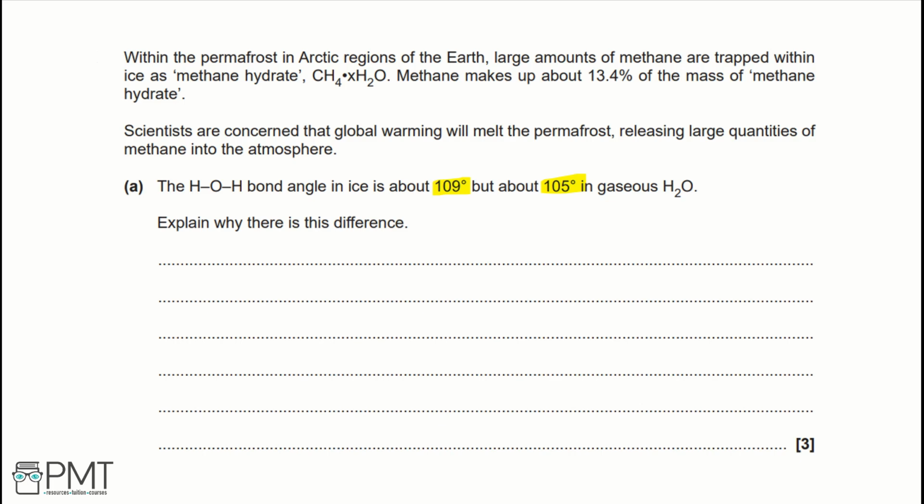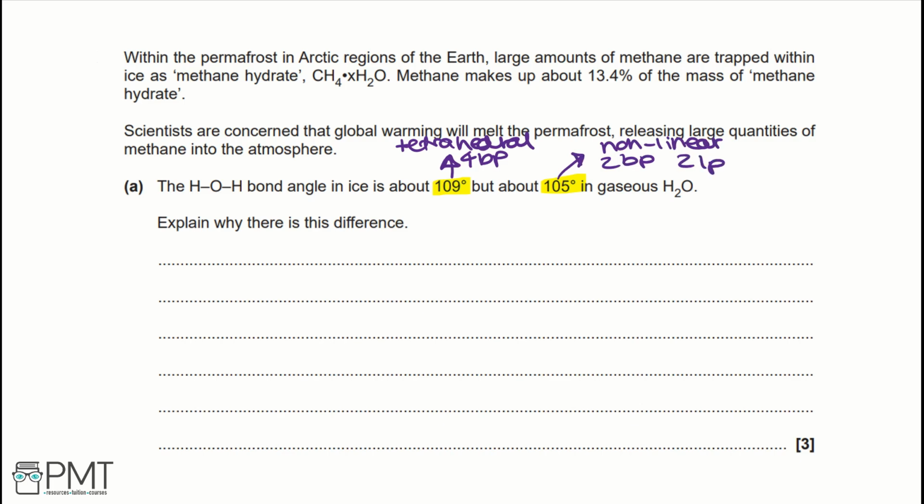Part A. The HOH bond angle in ice is about 109 degrees, but about 105 in gaseous H2O. Explain why there's a difference. The first thing we need to understand about this question is what a bond angle of 109 and 105 degrees means. 109 degrees is a tetrahedral shape, a specific name of a shape of molecule that you'll need to learn, and it means that it has 4 bond pairs. 105 is a non-linear shape of the molecule, and it has 2 bond pairs and 2 lone pairs.